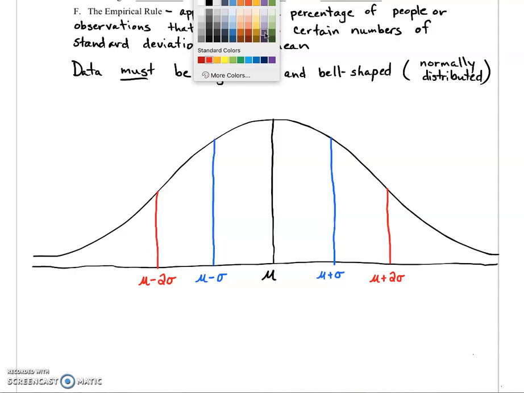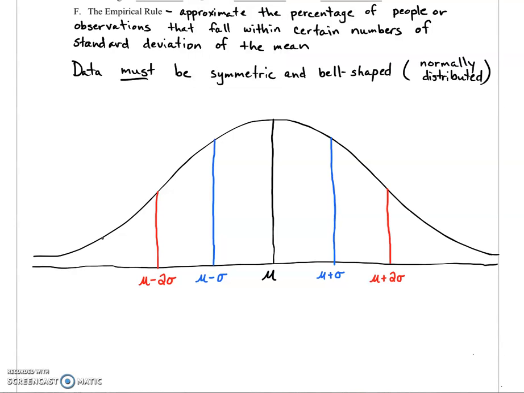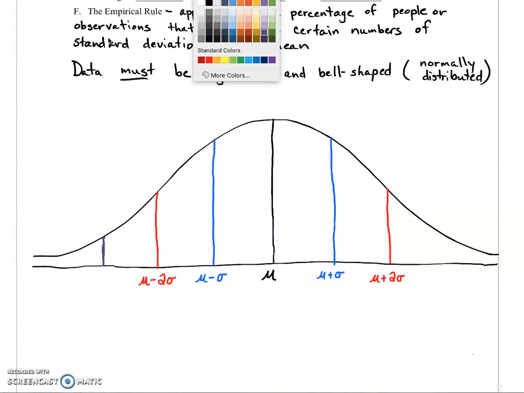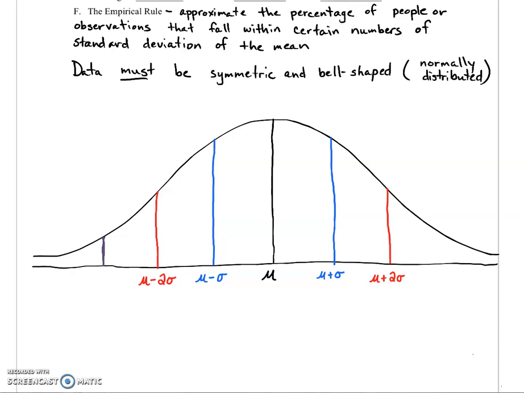And then finally, well, I don't like that color. Sorry. Give me just a minute. And if we go another standard deviation each direction, we have the mean plus 3 times the standard deviation and the mean minus 3 times the standard deviation.